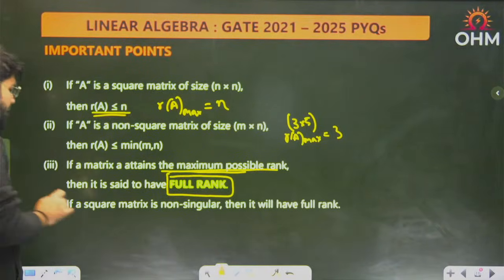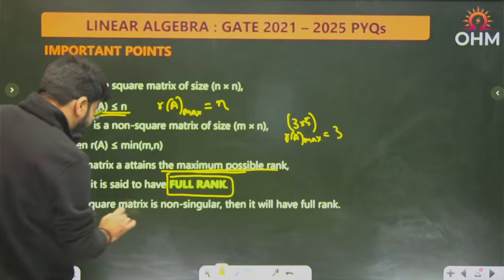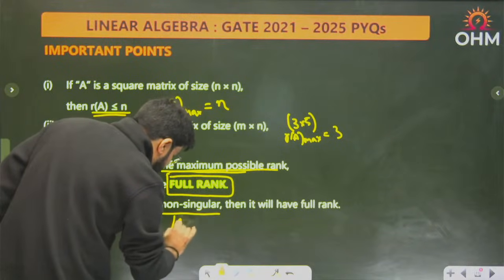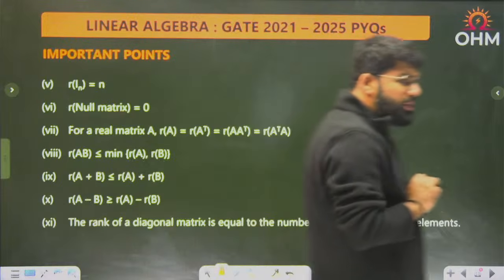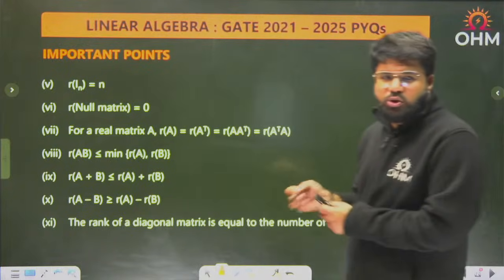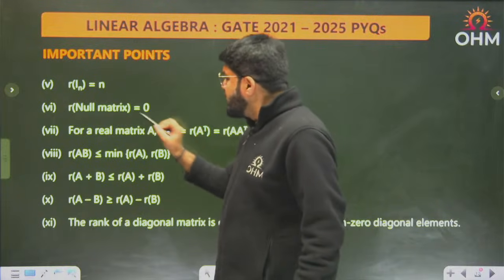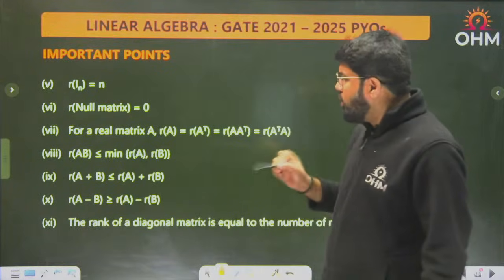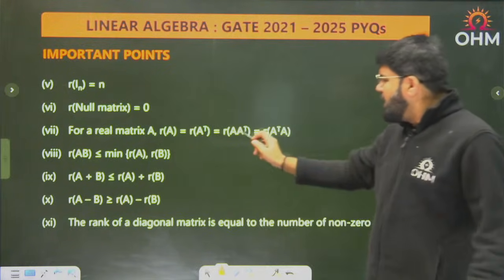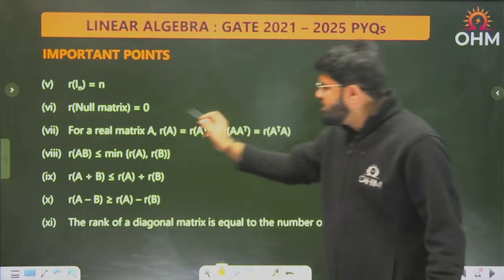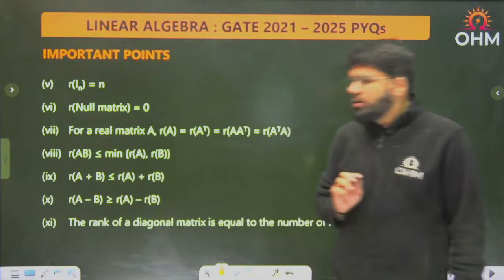Now, when will a square matrix have full rank? I told you, if the determinant was non-zero, then you would have got rank 4. So when the matrix is non-singular, that is, when it has non-zero determinant, it will always have full rank. Then some more points you should note down. The identity matrix will always have rank n, full rank, for an n cross n identity matrix. A null matrix can only have rank 0, since all minors are 0. For a real matrix, rank of A, rank of A transpose, rank of A A transpose, and rank of A transpose A will all be the same.